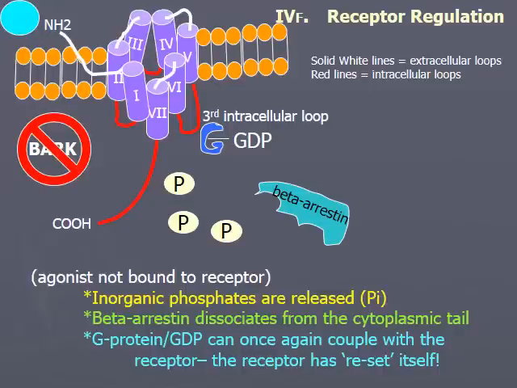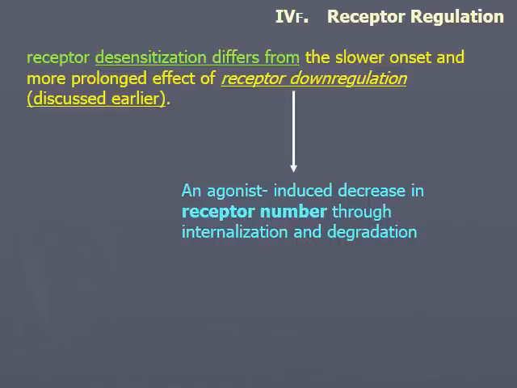And that can only happen when the drug falls off, when the receptor is given a break for a few minutes. Okay, so receptor desensitization differs from the slower onset and more prolonged effect of receptor downregulation. And just to remind you, downregulation is an agonist-induced decrease in the number of receptors through internalization and degradation. So it takes time to make new. Any question on the two? Okay, I think that's the last slide of the packet, yes?